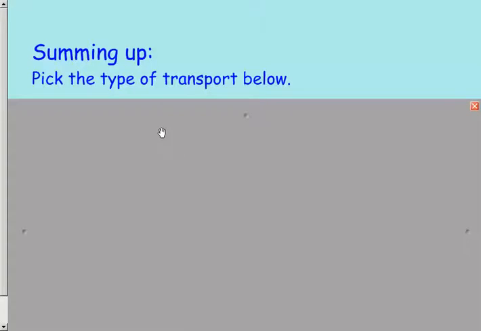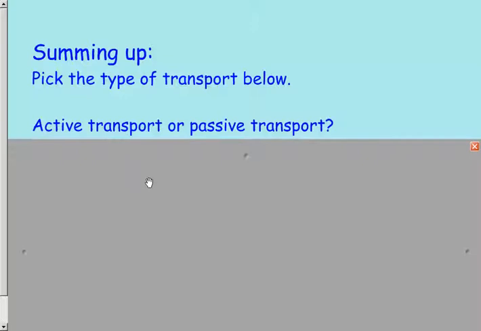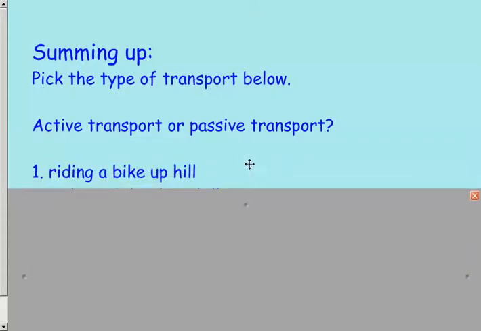All right, so let's sum it up. Let's see if you get this. If you have problems with this, you need to come over to me in class or email me and let me know so I can help you further. All right, so let's pick the type of transport. Active or passive transport.